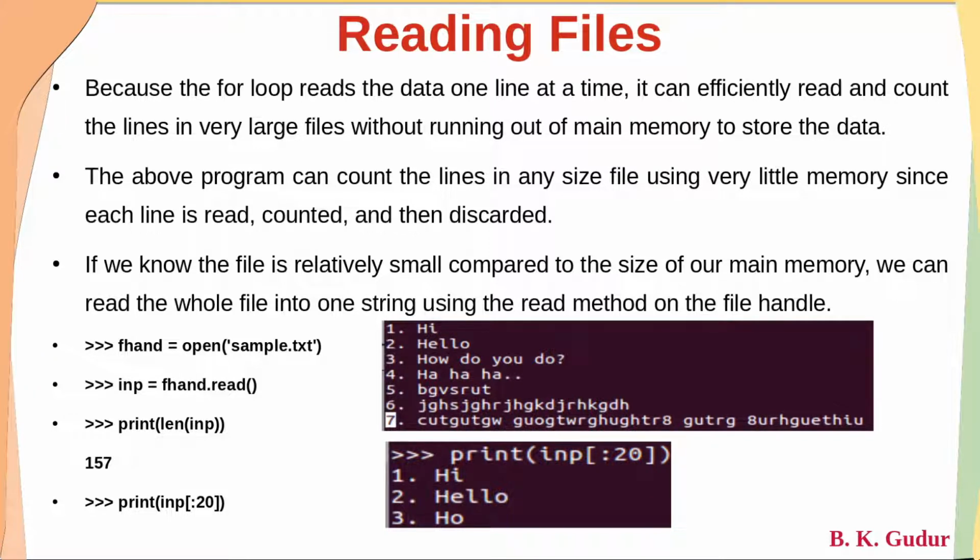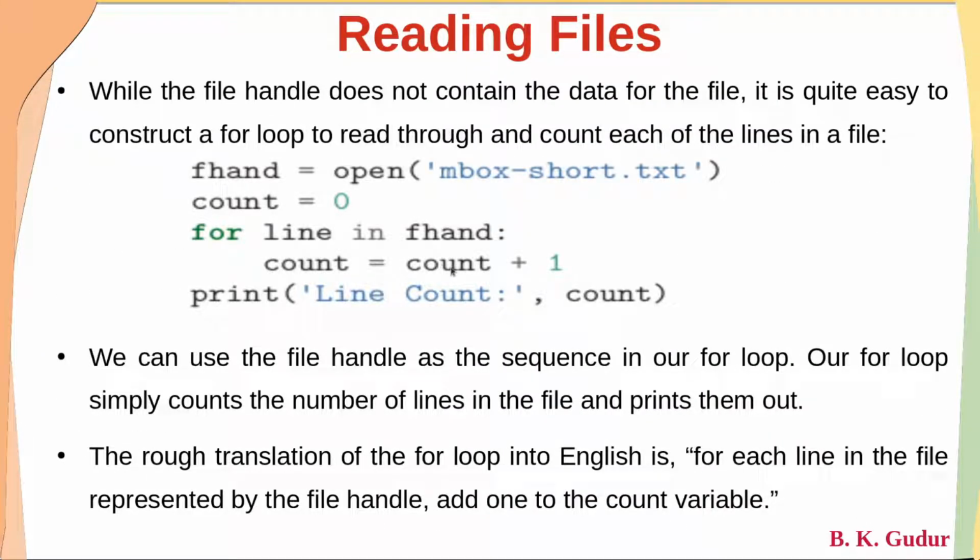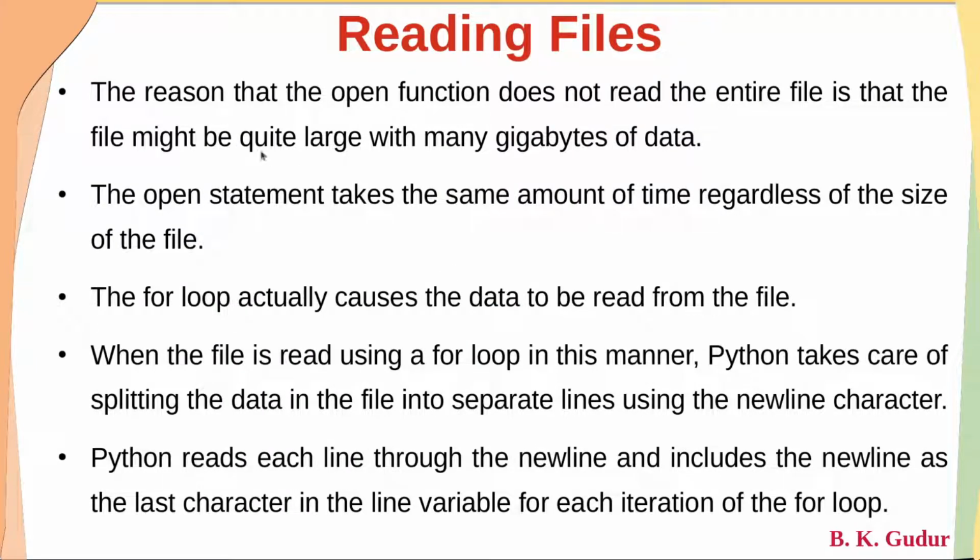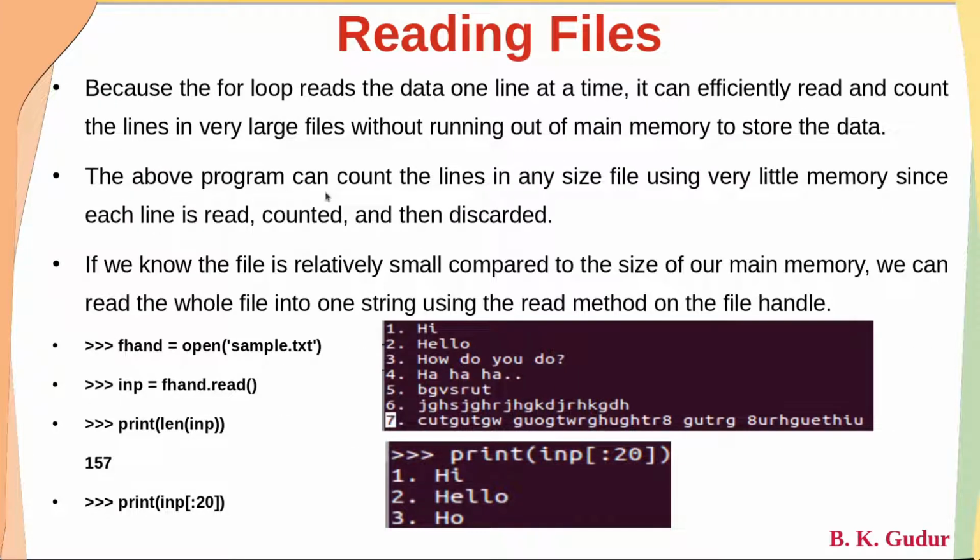In this particular case, the processing means we are just counting that line. Instead of that, you can do any other things. You can even print that particular line. So because of that, this particular method is a very efficient method to read the entire file irrespective of the size of that file. The program we discussed can count the lines in any size file using very little memory, since each line is read, counted and then discarded. Once that line is read and processed, when you read the next second line, the first line is discarded. So we never run out of memory.